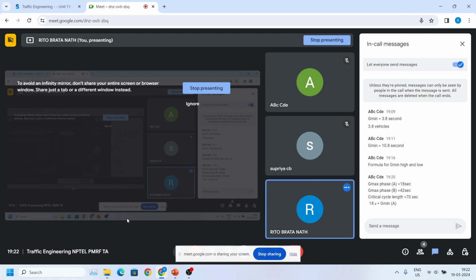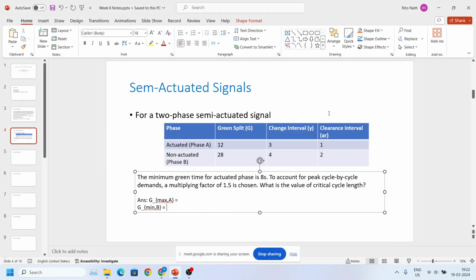Okay, so it's 18, 42, 70. 18 seconds is greater than G min. Okay, so I think that should be the correct answer. Let's see. For the first one, as you have mentioned, it's 1.5 times 12, so that's 18, and this is greater than G min of A, which equals 8 seconds. That's given to you, so that's fine.